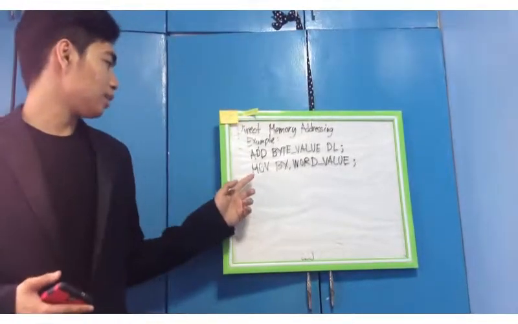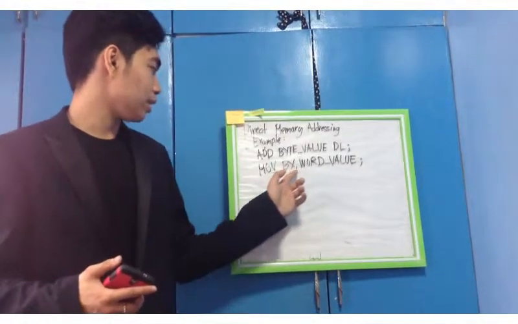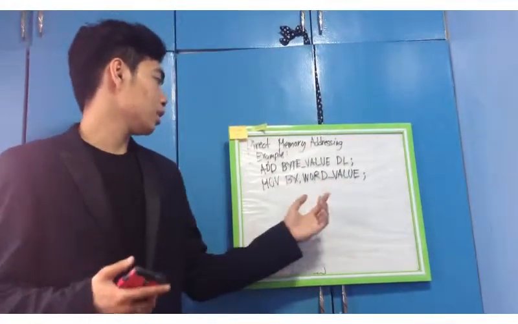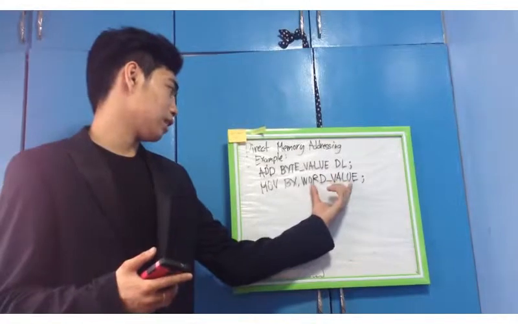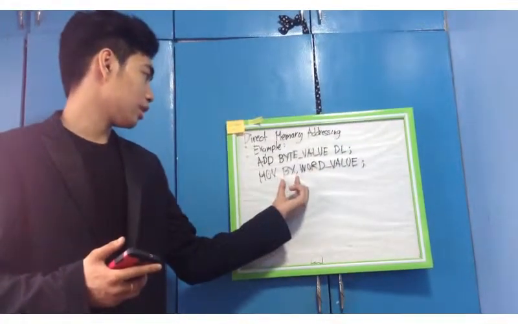Ang susunod nating example ay move bx and move bx with word value. Ito ang memory location natin. Ang memory location natin ay may mamumove dito sa register address natin.